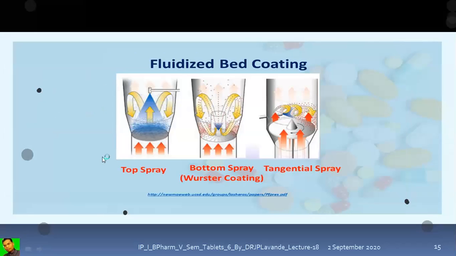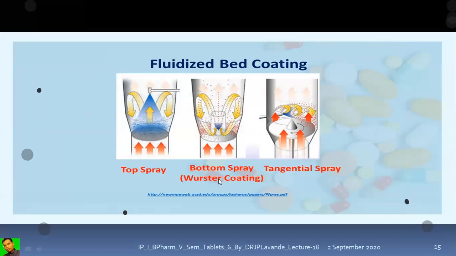You can see there are three different ways by which we can go for coating with the help of the FBD. You can see this one is said to be the top spray, right? You can see here there is a spray assembly and the coating solution is sprayed from the top, whereas the air is injected from the bottom.